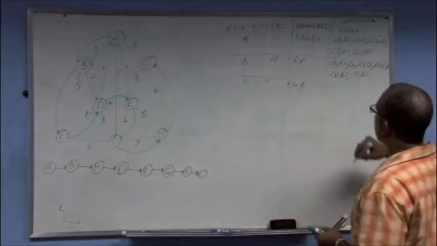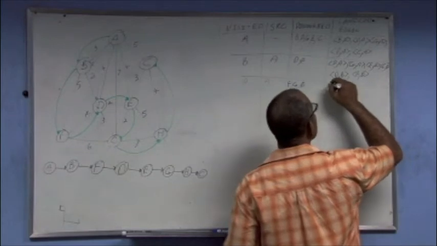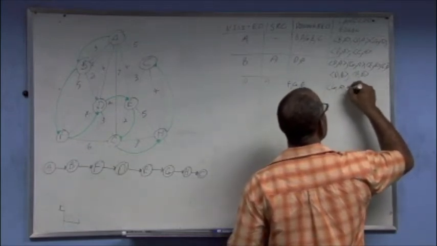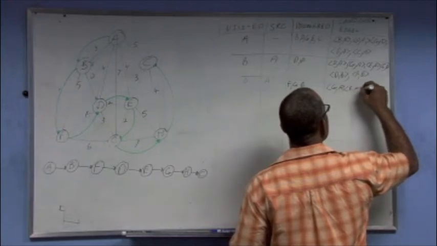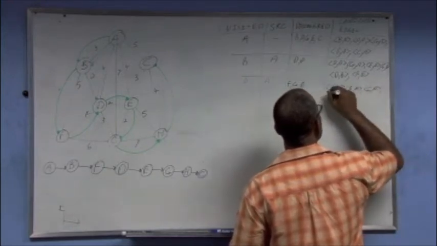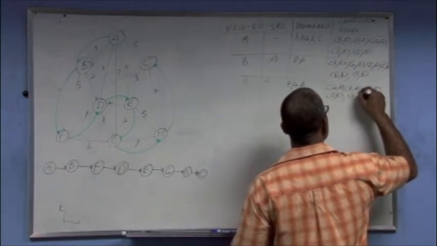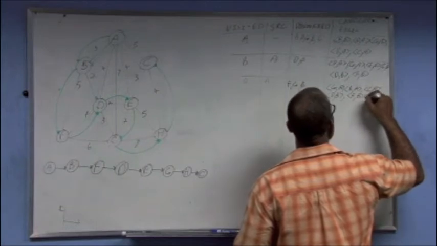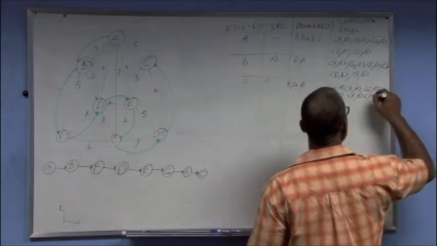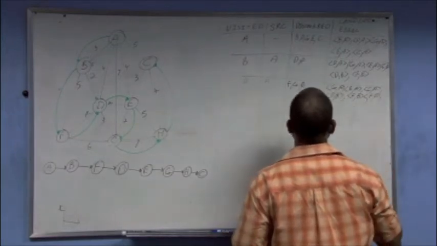And so what's on my list would then be all of this, and then these would be added at the end. So you have G from A, E from A, C from A, D from B, F from B, F from D, G from D, and E from D.